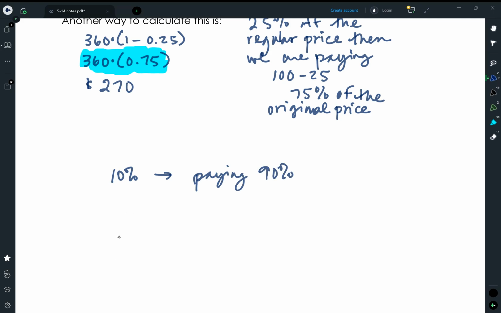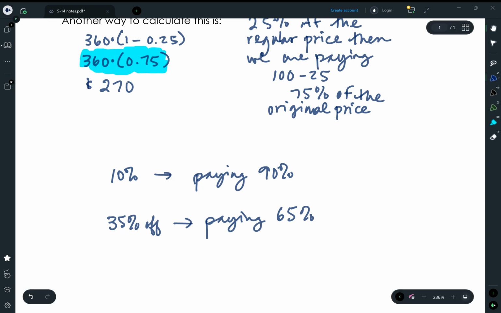Or if it is 35% off, then we are paying, let's see, 100 minus 35 is 65%. So instead of doing all those steps where we multiply and then subtract and find our new price, we could just multiply by this other percent, the amount that we're still paying, and it would be an easier math problem. So that's basically our big idea for today.